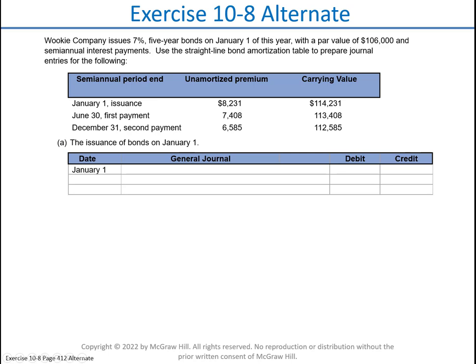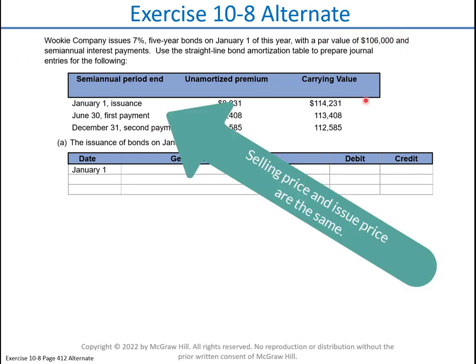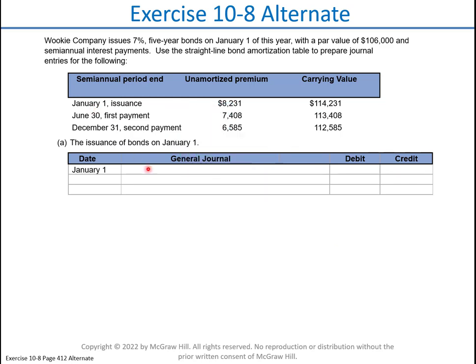First, we'll look at the journal entry. This is a 7% 5-year bond sold on January 1st. Par value is 106. This is the amount they have to pay back, and they sold it for $114,231, because that is the carrying value on January 1st. So debit cash for $114,231.